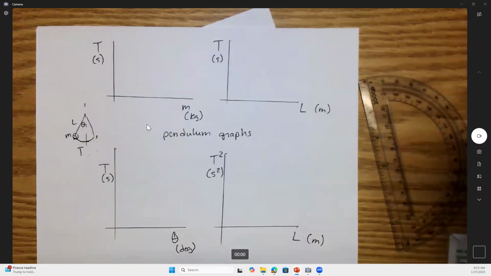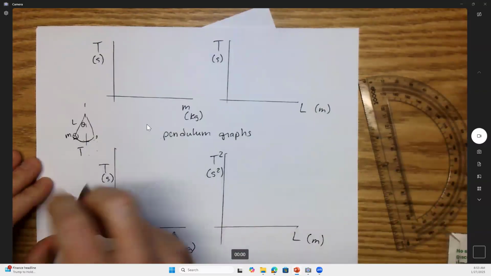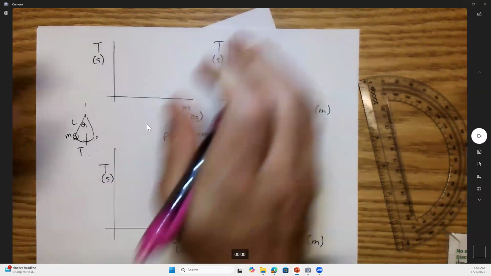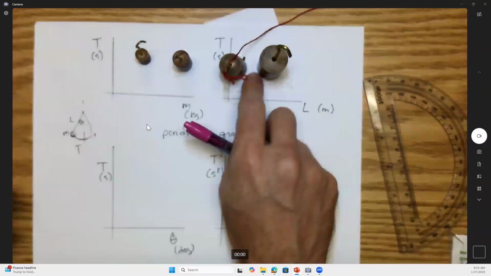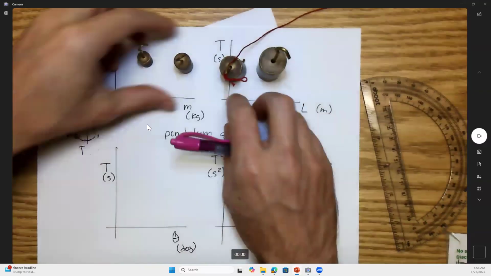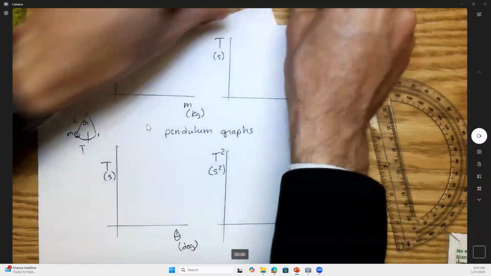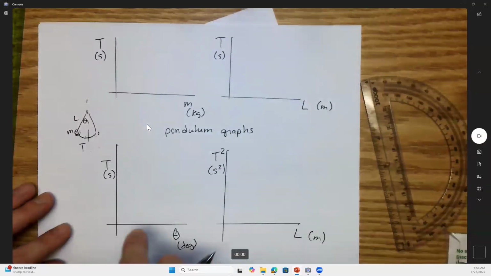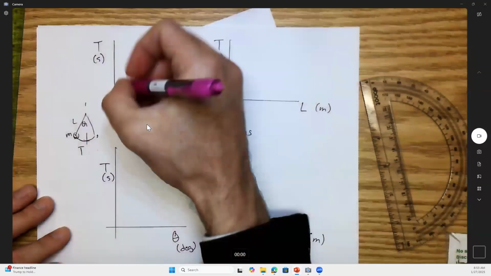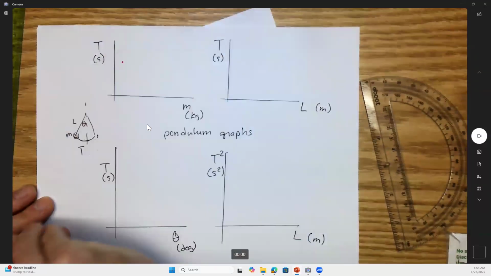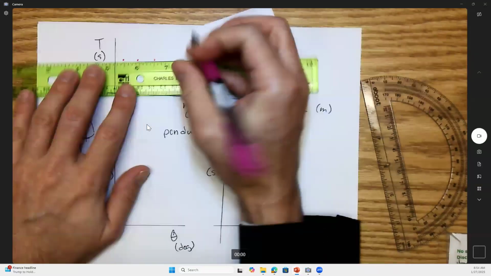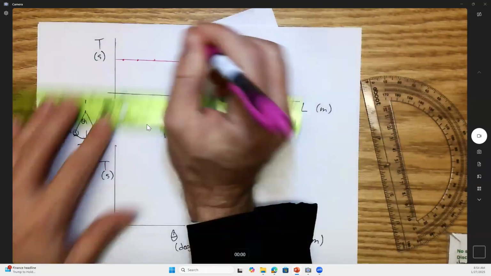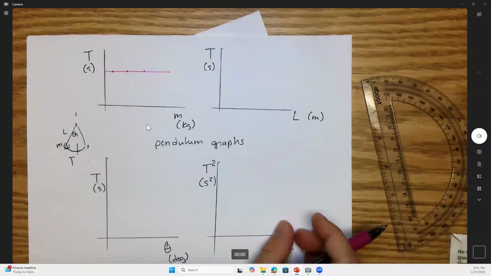All right, you guys remember what these look like? As you make this mass bigger, bigger, bigger, I have a bunch of masses right here. If I unhook this string and go from the smallest one to the biggest one and swing it back and forth, how does that affect time period? Yeah, it doesn't. So on a graph, if you have a small mass, it takes some time to swing back and forth. If you have a bigger mass, it takes the same time. Put it all together, it would be like that, wouldn't it? That's what you guys got.